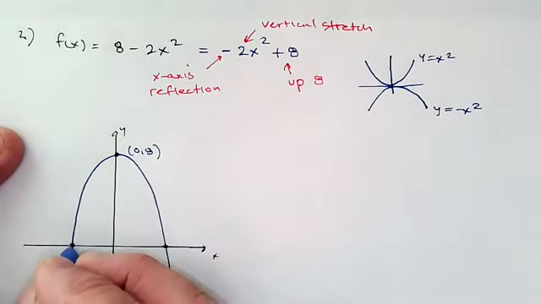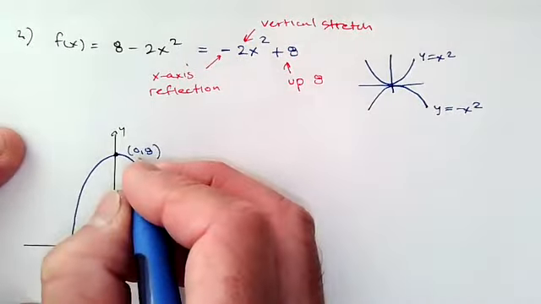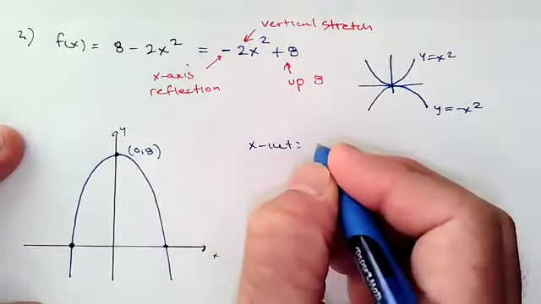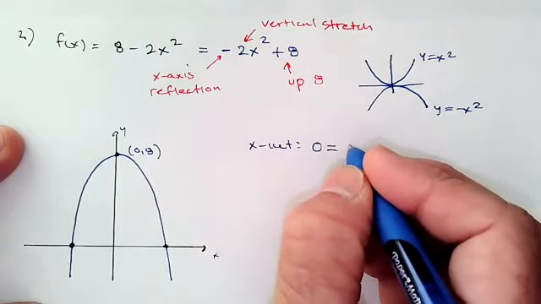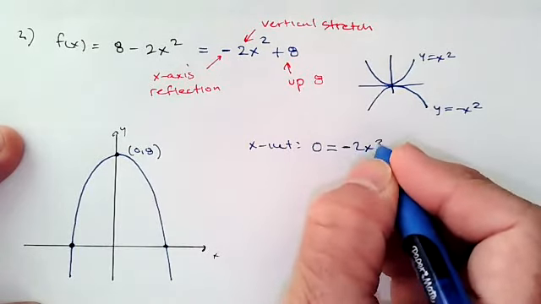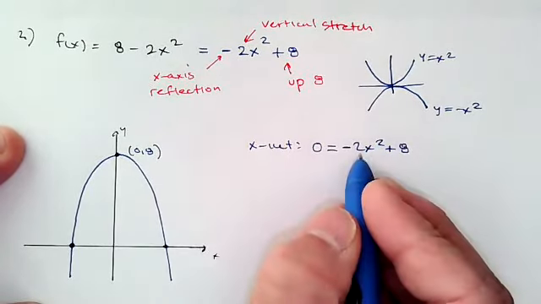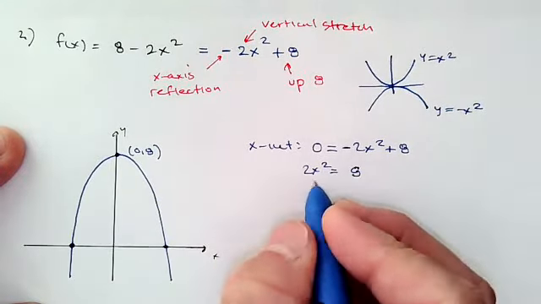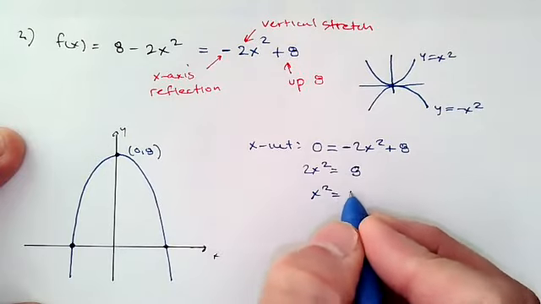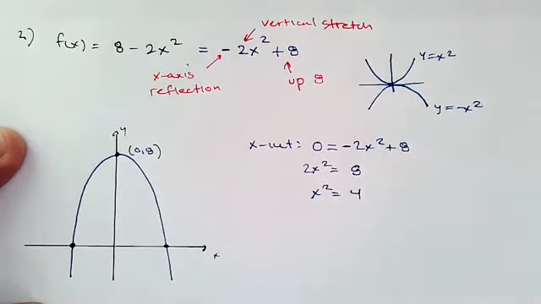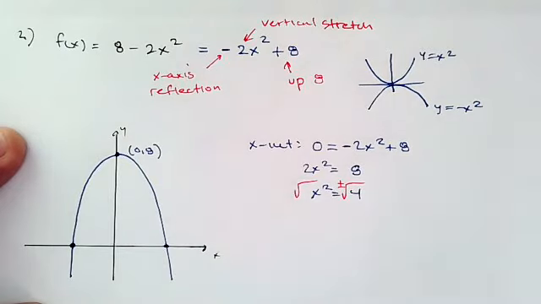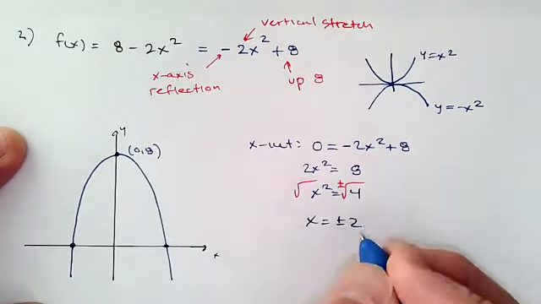Let's find these intercepts. We already found our y-intercept. That's the same thing as our vertex. So our x-intercept, if I set y equal to 0, I can move this 2x squared over, divide by 2, and then when I take the square root of both sides, remember to do plus or minus. So I get x is equal to plus or minus 2.